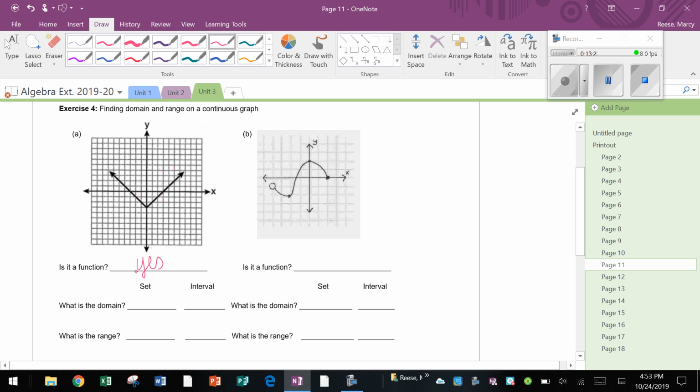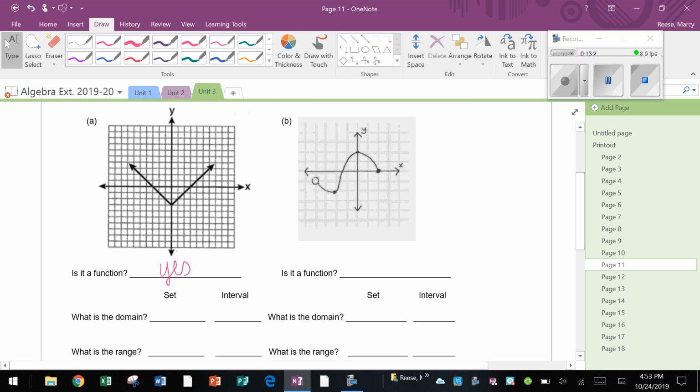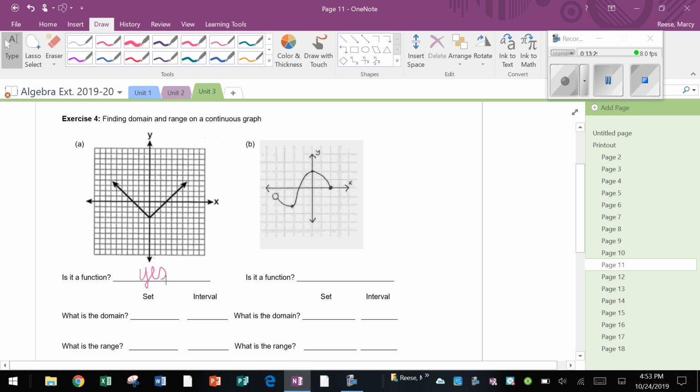Okay, now domain. There are two ways we can write it. I had you do the first couple using interval notation, but there's another way as well, and we'll talk about it. Let's do the interval first, though.